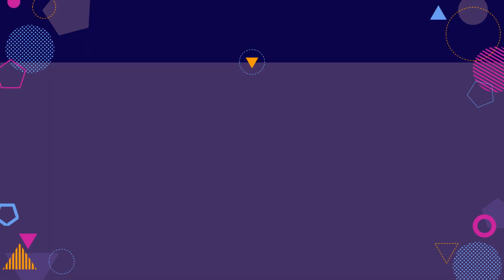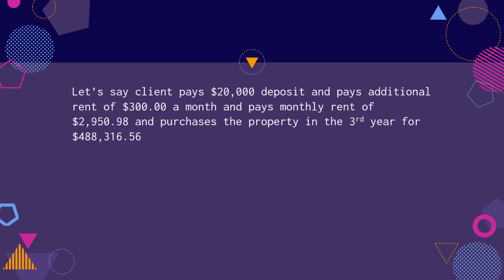Now let's calculate how much the deposit the client has saved at the end of the 3 years. So let's say the client paid $20,000 deposit at the start of the term, was paying additional rent of $300, and was paying monthly payment of $2,950.98, and the purchase price in 3 years is $488,316.56.